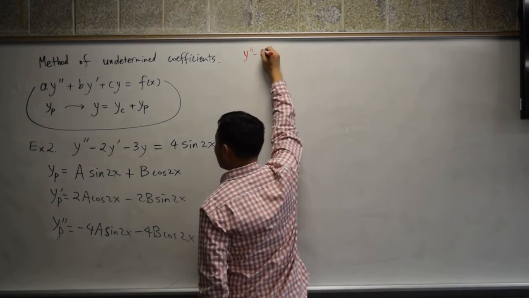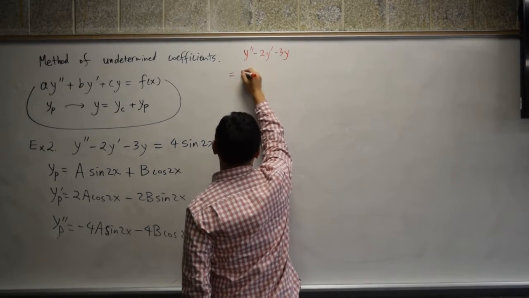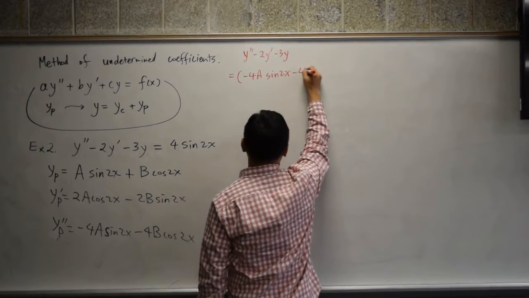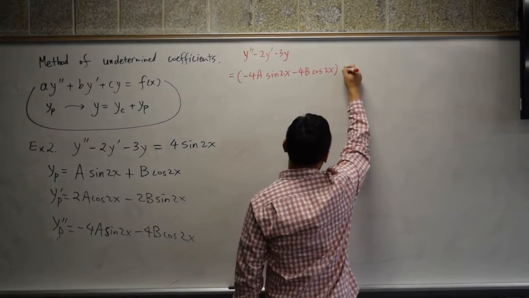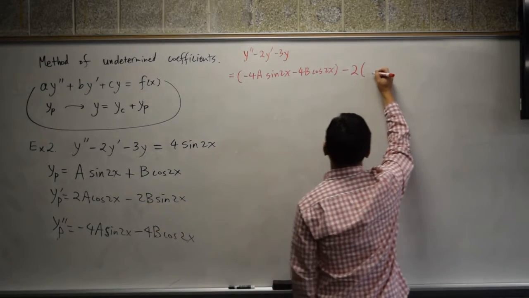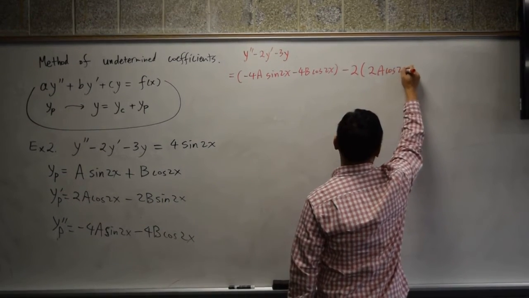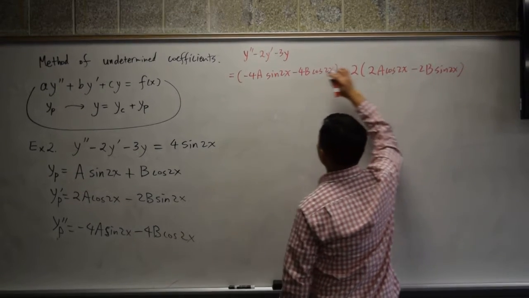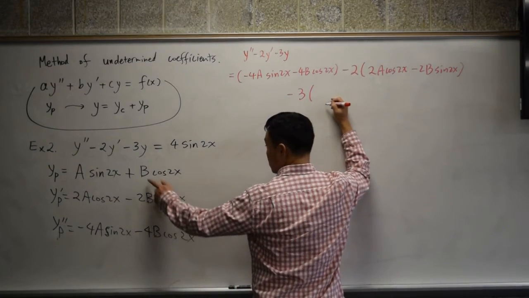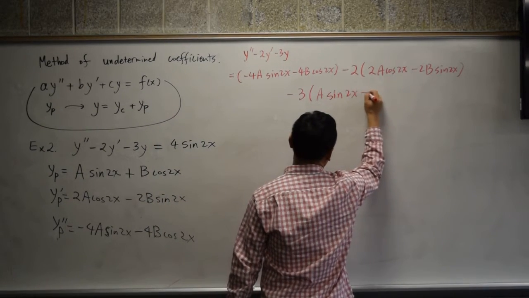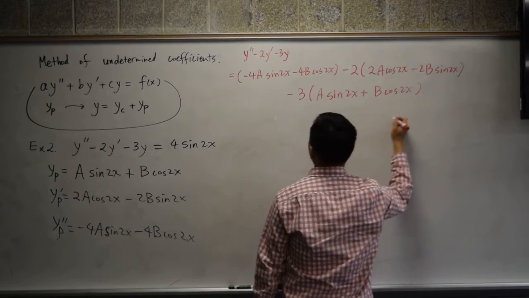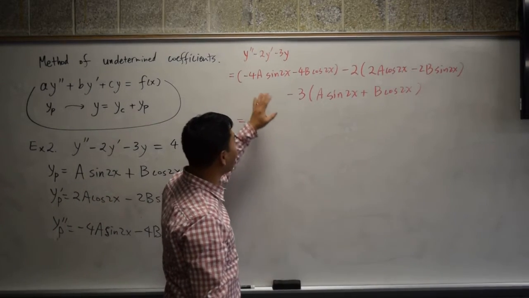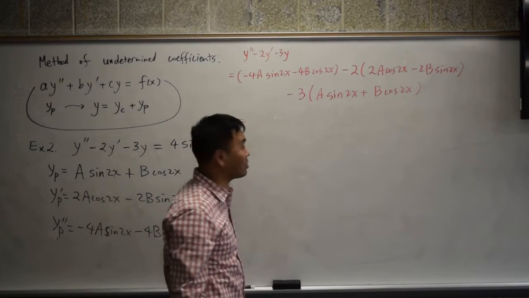Y double prime minus 2y prime minus 3y is equal to, first, this thing, negative 4a sine 2x minus 4b cosine 2x, minus 2 times this one, 2a cosine 2x minus 2b sine 2x, and then minus 3y, and y is this one, so a sine 2x plus b cosine 2x. And then you multiply and combine like terms. So sine 2x should be combined together, cosine 2x should be combined too.